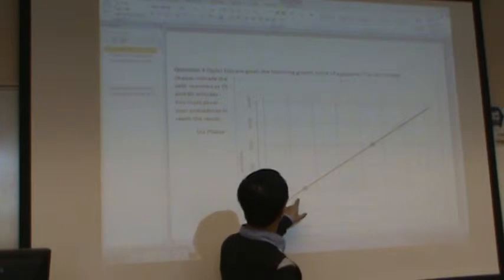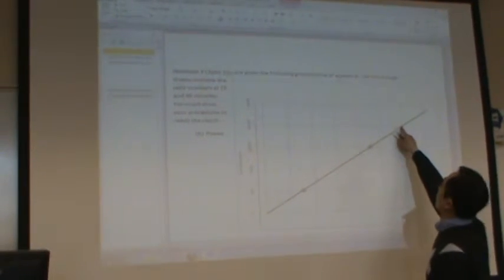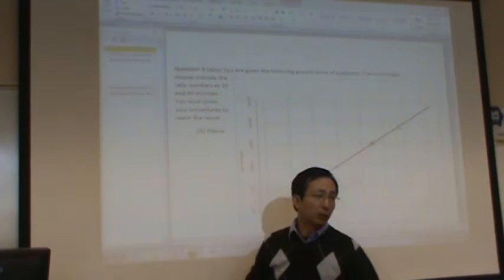So this is the growth curve. This is the exponential log growth curve. Given the following growth curve of bacteria, the two triangles indicate cell number at 15 and 45 minutes. Calculate the number of cells at 60 minutes. This is very similar to a standard curve. Just based on the numbers, 60 is probably here. I already gave you the grid number, so that would be 1 × 10⁵. So 100,000 cells.